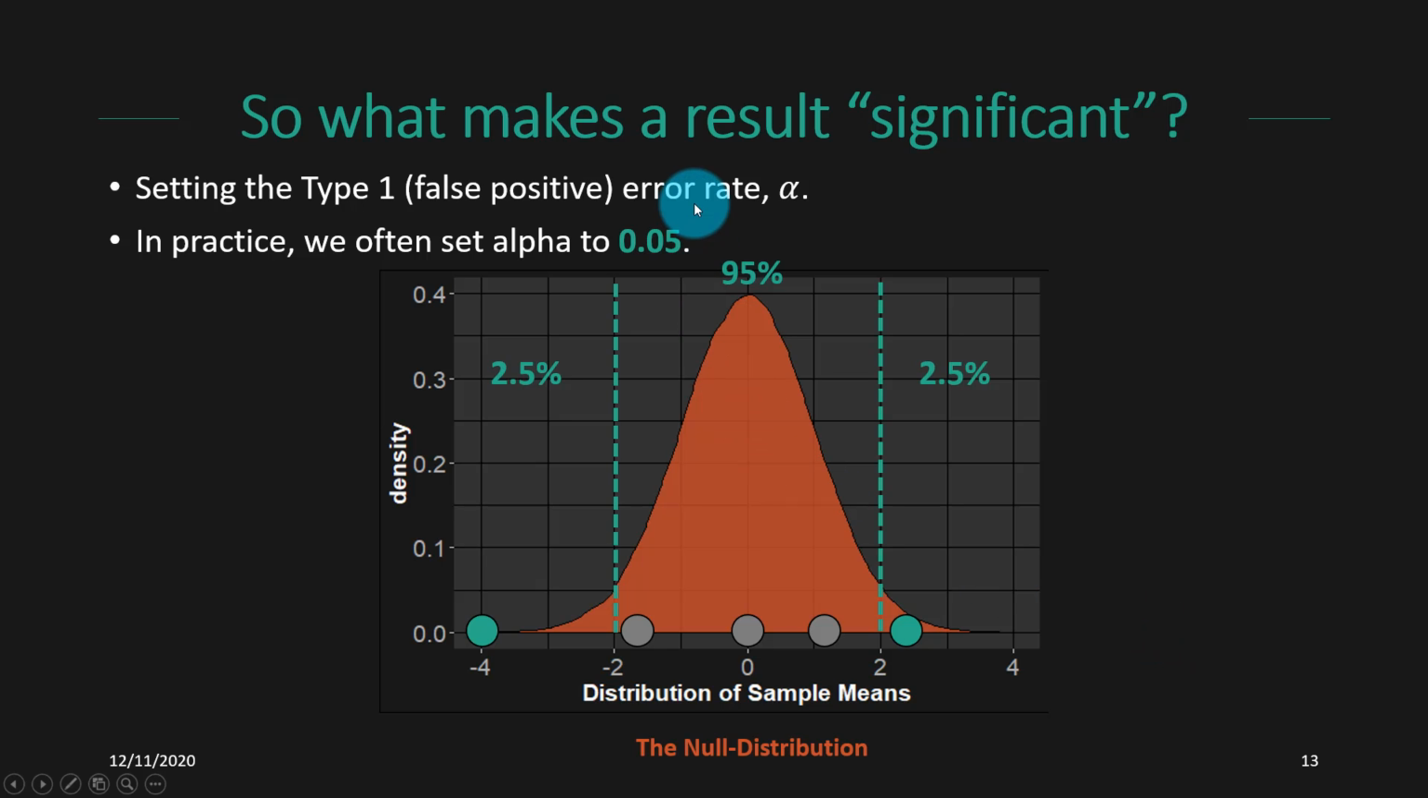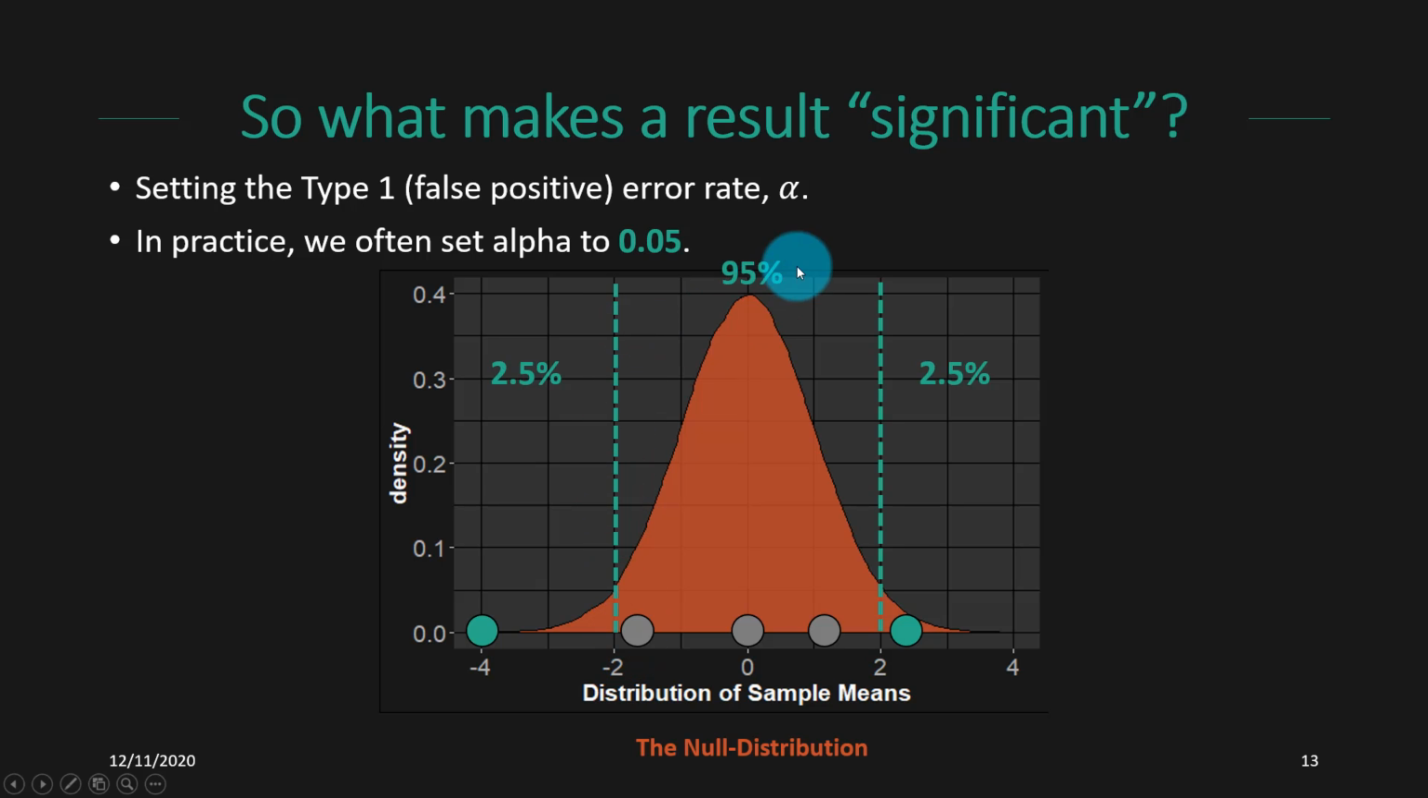So a significance threshold reflects what we would call the type 1 or the false positive error rate. And in statistics, we denote this with the Greek symbol alpha. So in practice, we're often going to set alpha to 5% or 0.05. And what that means is, under the null distribution, we're going to say that the upper 97.5 percentile and the bottom 2.5 percentile define what we think of as statistically interesting.